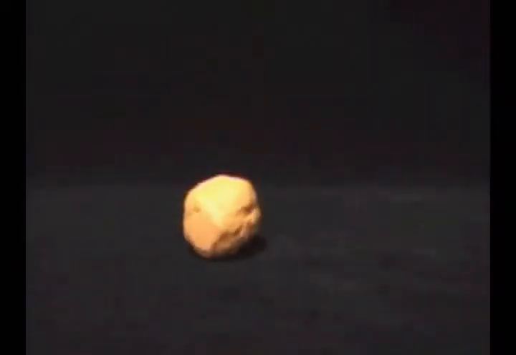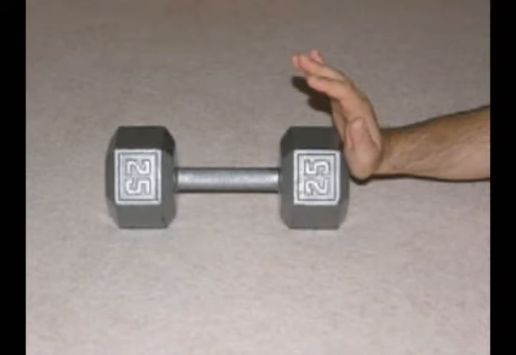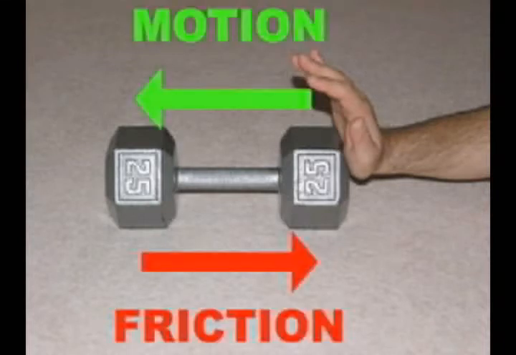The second force you should know is friction. Friction is the force that makes it hard for you to move heavy objects. Friction acts in the opposite direction of motion. It is the force that slows down moving objects. Let's take a look at friction in action.